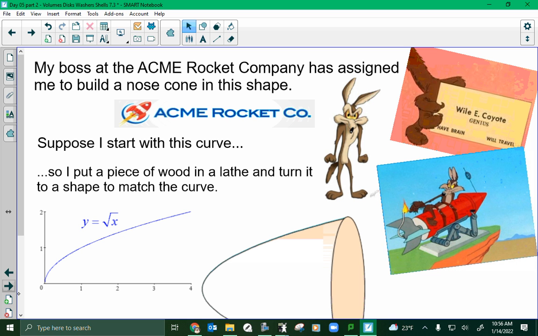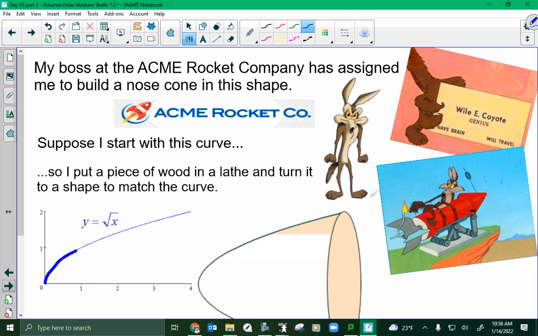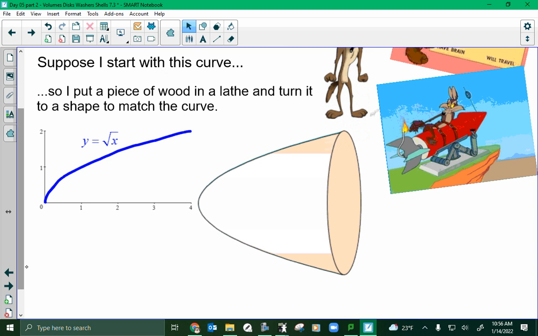All right, my boss at the Acme Rocket Company has assigned me to build a nose cone in this shape. Here's my shape right here, nose cone. Suppose I start with this curve right here, y equals the square root of x. I start with that curve because that's how I want the shape of my cone to look. Now, I put a piece of wood on a lathe and they turn it to match the curve. So let's say my lathe is the x-axis.